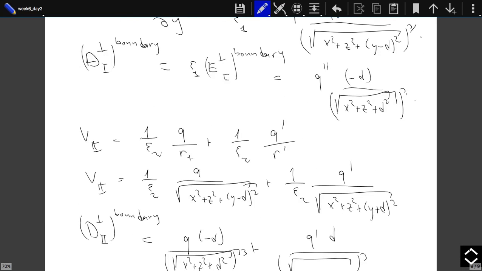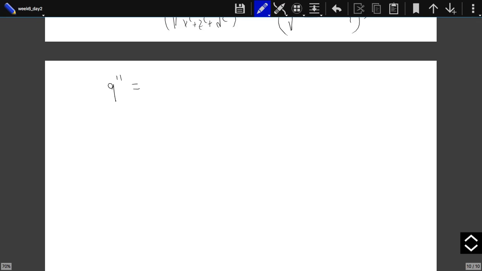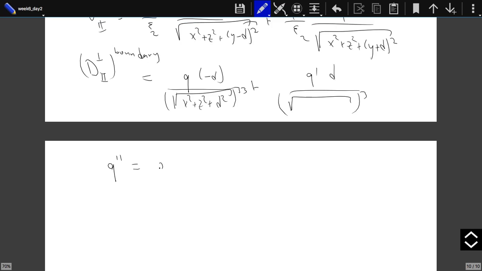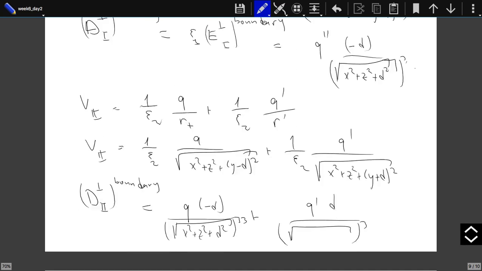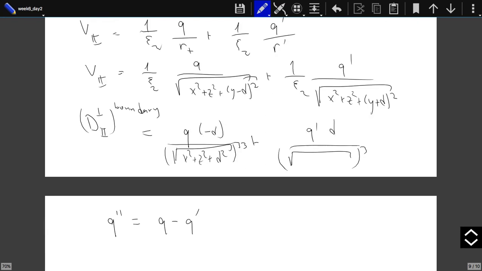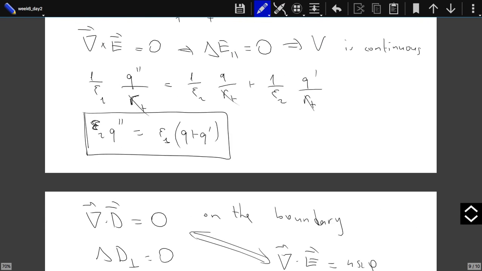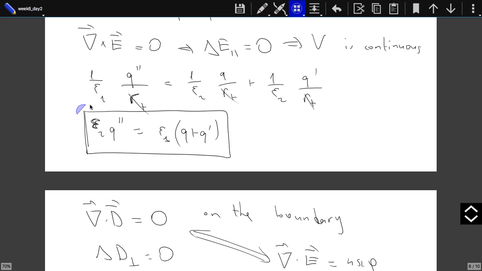And these should be equal. So here I have Q double prime multiplied by minus d should be equal to Q minus Q prime. Now, you see, Q double prime is multiplied by minus d also, so I'm factoring out minus d. This is one relation we have. The other relation between Q and Q prime was this one.